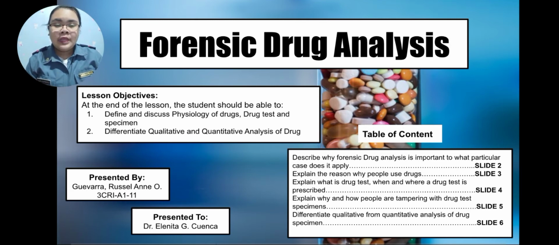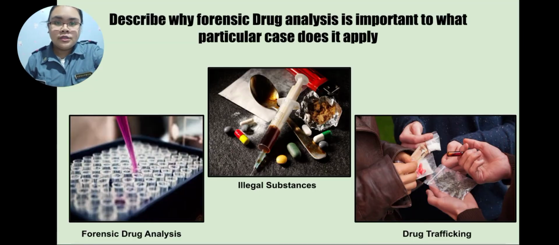Slide number 2. Explain the reason why people use drugs. Slide number 3. Explain what is a drug test, when and where a drug test is prescribed. Slide number 4. And explain why and how people are tampering with drug test specimens. Slide number 5. And differentiate qualitative from quantitative analysis of drug specimens. Slide number 6. So let's proceed to slide number 2. Describe why forensic drug analysis is important and to what particular case it applies.